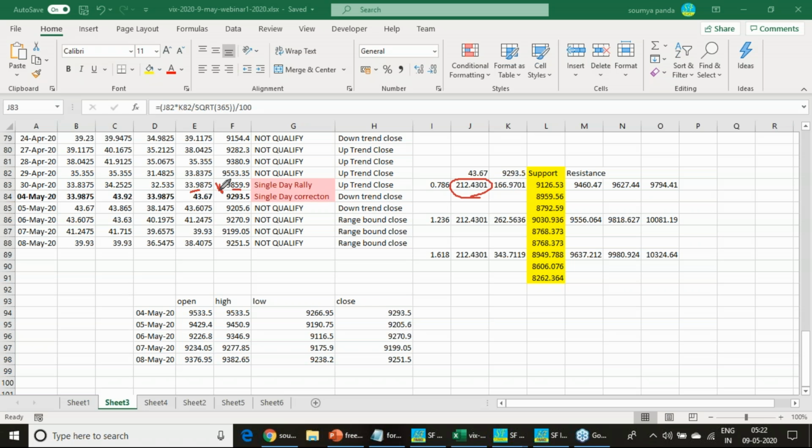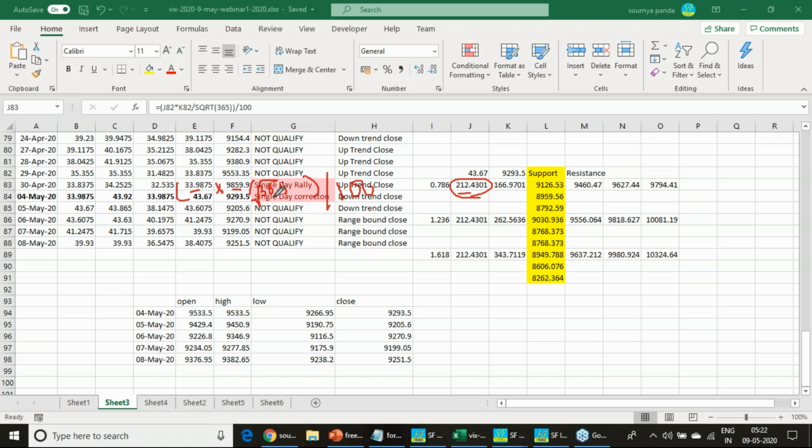You multiply VIX with the price, divided by the square root of 365, and the entire thing divided by 100. So you will get the price range. VIX multiplied with price, divided by the square root of 365, entire result divided by 100. This is going to give you the price range, which is visible here, 212.